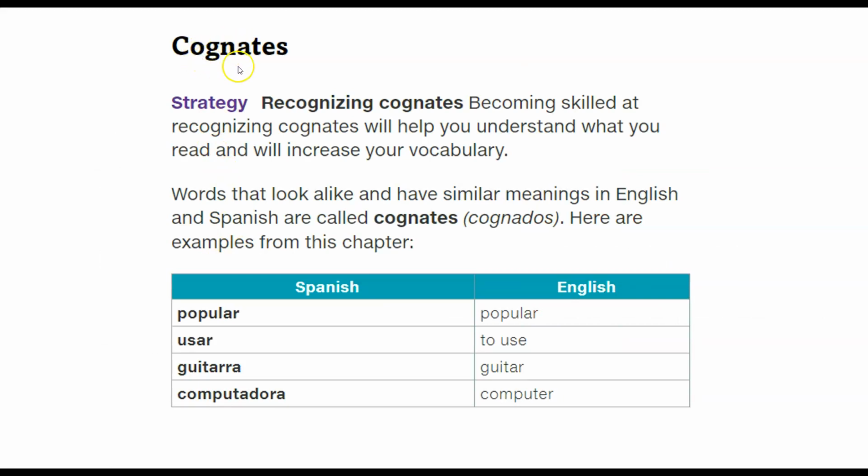Cognates. Cognates are words that look very similar or have similar meanings in English and in Spanish, right? So by becoming skilled at recognizing cognates, you'll be able to understand what you read and increase your vocabulary. Like popular, popular. Usar, to use. Guitarra, guitar. Computadora, computer. So 90% of Spanish looks very similar to English.